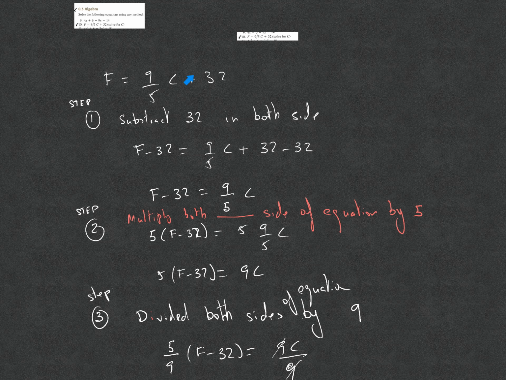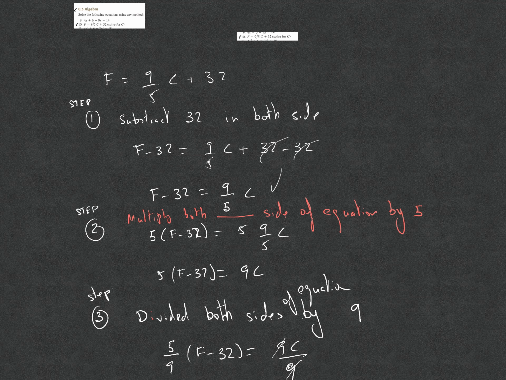So in an equation, whatever you do to the right side, if you do the same thing to the left side, nothing will change. So the first thing that I will do is subtract 32 from both sides of the equation. If I subtract 32, it will be F minus 32. Here I subtract 32, so this will cancel. So I will end with this equation.